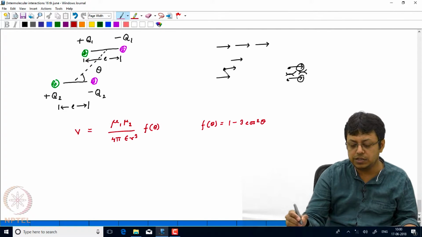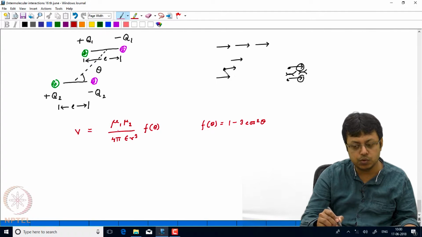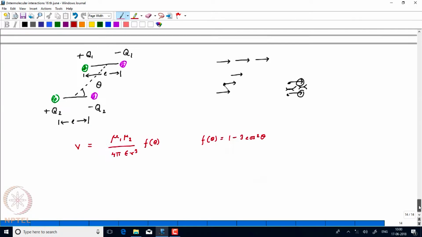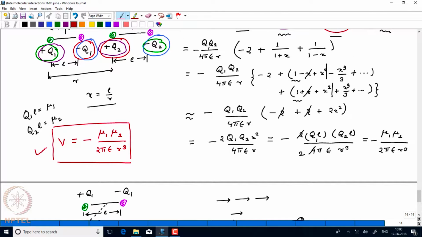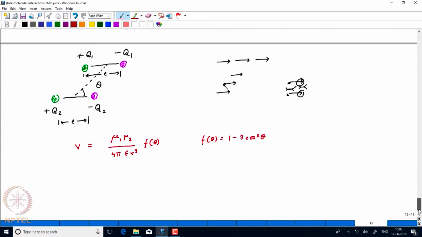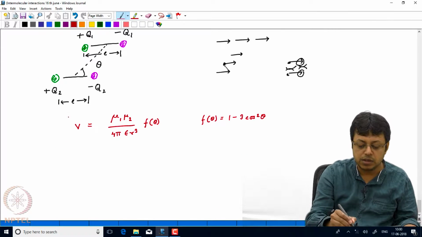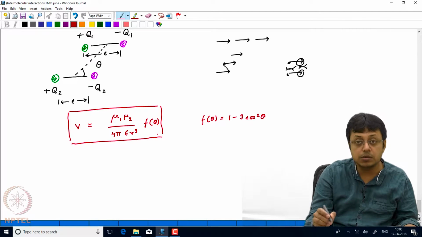Now, the point here is that suppose I have 0 degree orientation. Now, 0 degree orientation means the cos 0 will be 1. So, I will have 1 minus 3 which is minus 2. So, the interaction will be minus 2 times mu 1 mu 2 by 4 pi epsilon r cube. So, it will be minus mu 1 mu 2 by 2 pi epsilon r cube, which is our original formula for dipoles which are connected in a head to tail fashion. So, this is a more general formula for two dipoles oriented at an arbitrary angle.